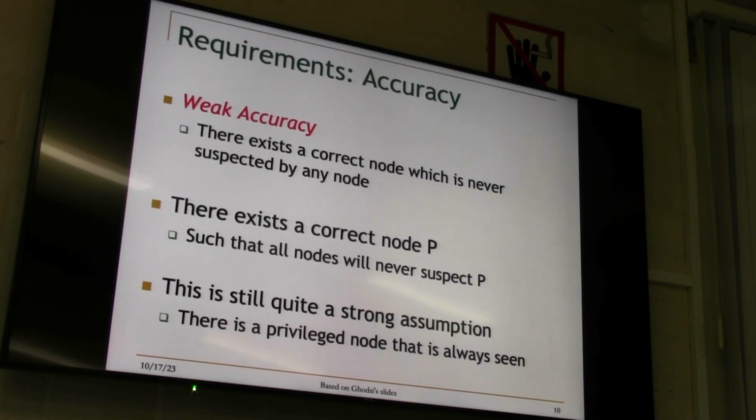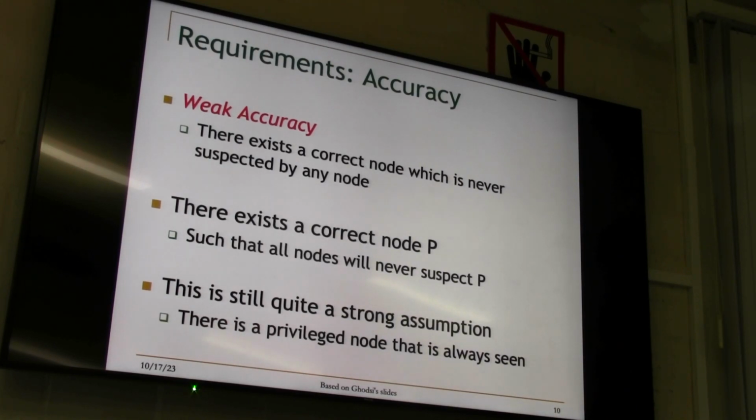Okay, but there's also a weak version of accuracy. There is at least one correct node which is not suspected. Nobody will suspect it. So again, I like the football analogy. Here it's the opposite.